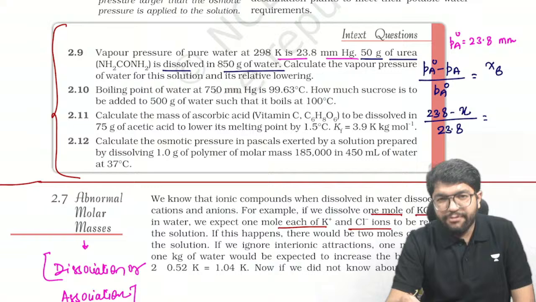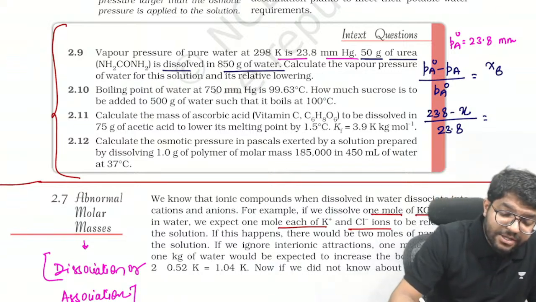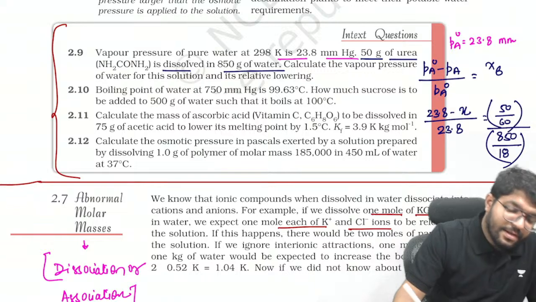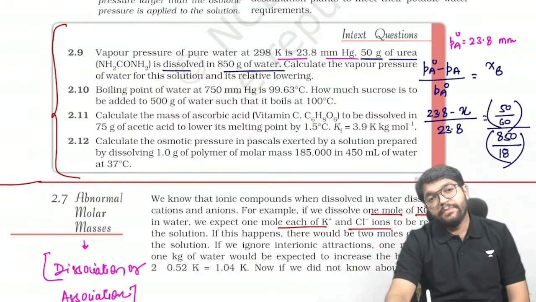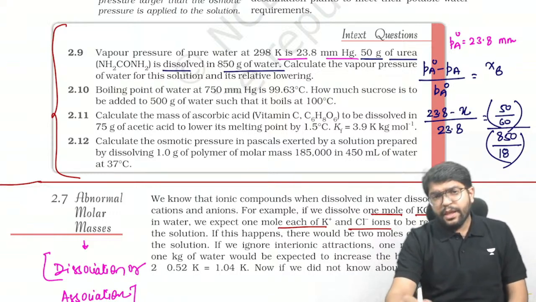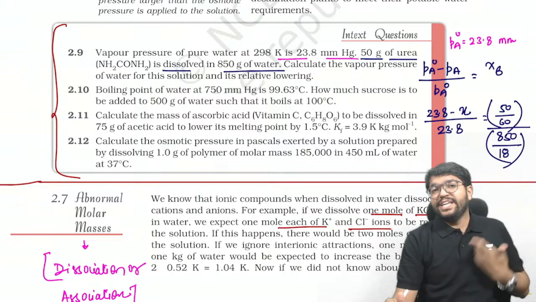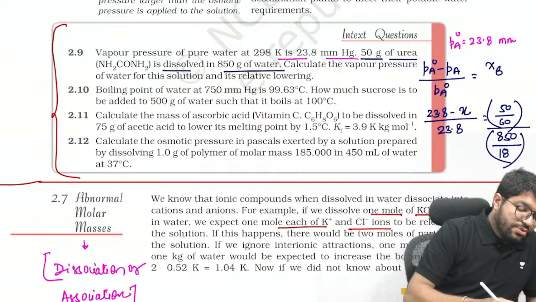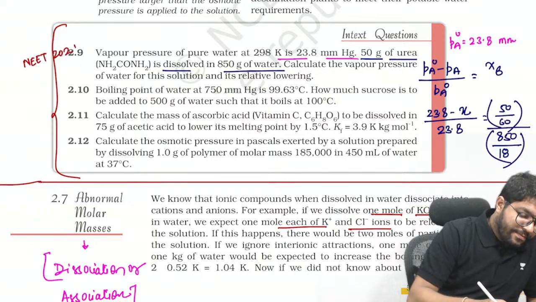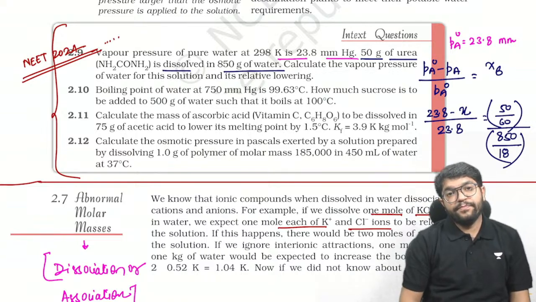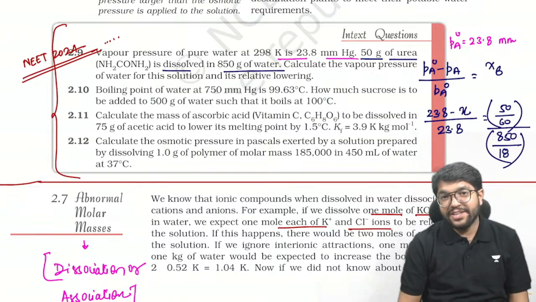Chi B is Nb upon Na plus Nb, but we're making it Nb upon Na, very simple now. So, sir, it's going to be 50 upon 60, and for water it's going to be 850 upon 18. Right? And we get the answer. Now this question, although 23.8 is a little difficult to calculate, I can say, the same question with changed numbers can be a question in your NEET 2024. Very important. Good one.